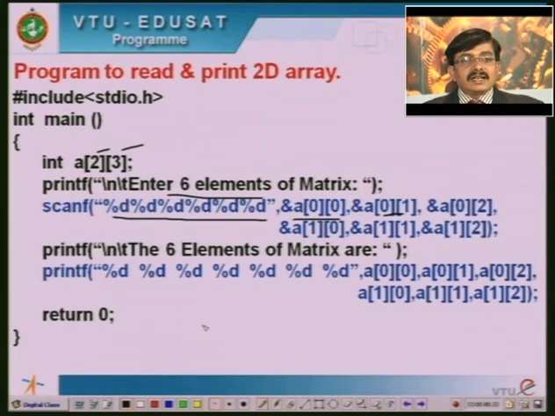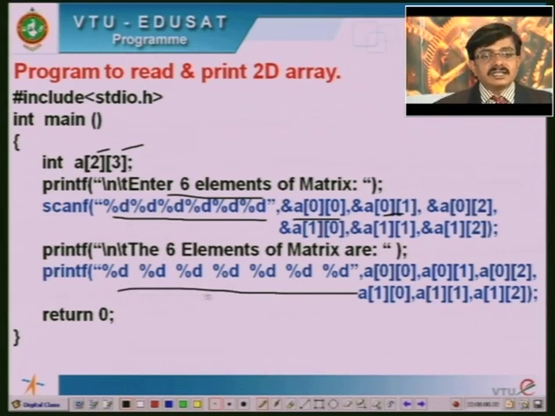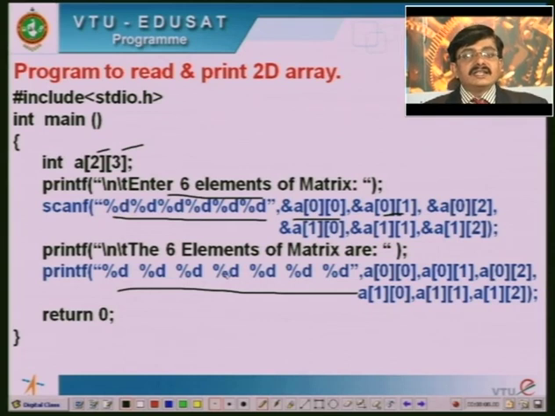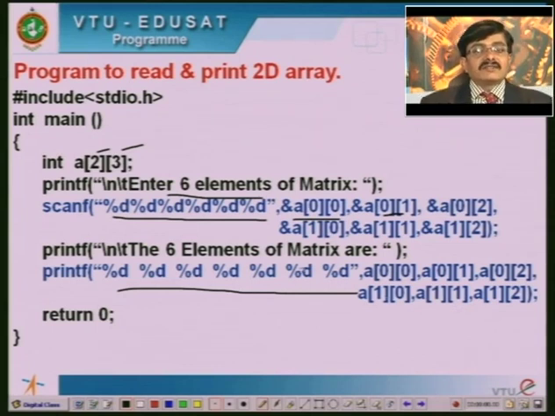Similarly, when I am printing the array elements, I provide 6 percentage Ds, the format specifiers to print the integer elements, and these 6 percentage Ds are the placeholders for the values of A of 0 0, A of 0 1, A of 0 2, A of 1 0, A of 1 1, A of 1 2. So likewise I will be printing the elements of the matrix.